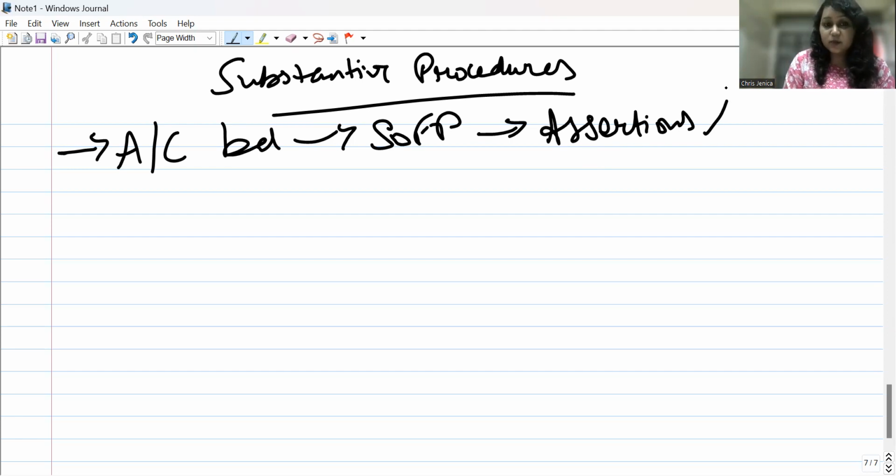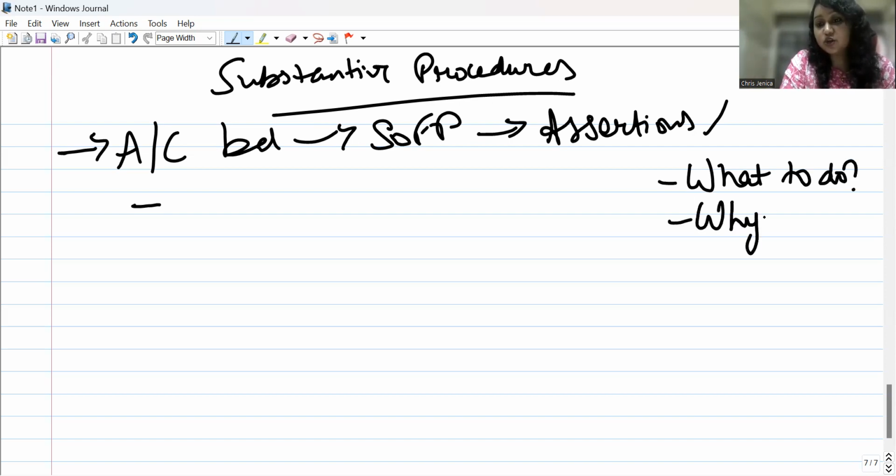Now, how should your answer be? First of all, I told you it should be a complete sentence, right? Now, your substantive procedure answer should tell what to do. It should basically address these two things: what to do and why to do. Remember these two things in your mind, to check whether you have written it appropriately. For example, for this question, I would say you can agree the year-end employment tax payable accruals to the payroll records. Okay, let me write it down.